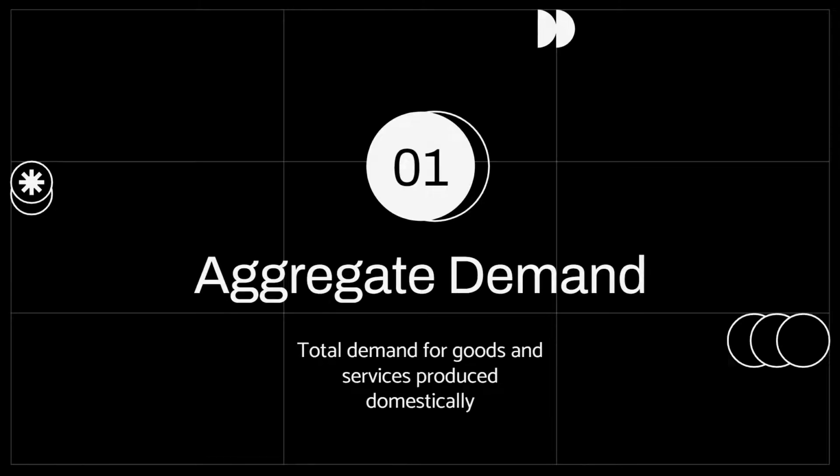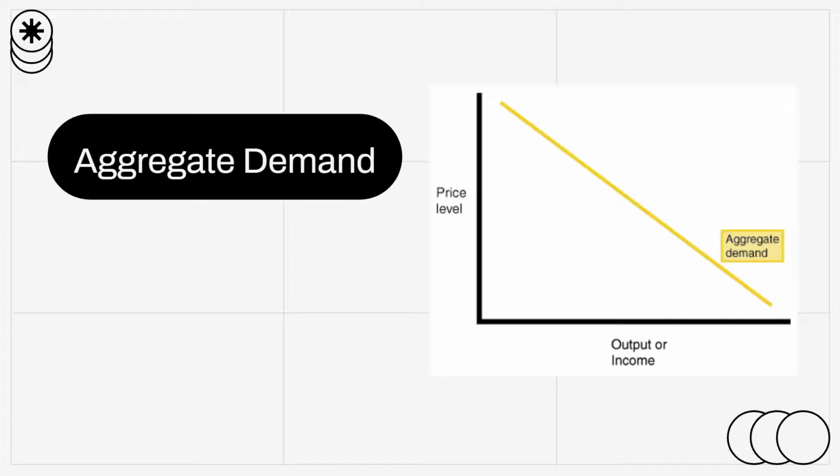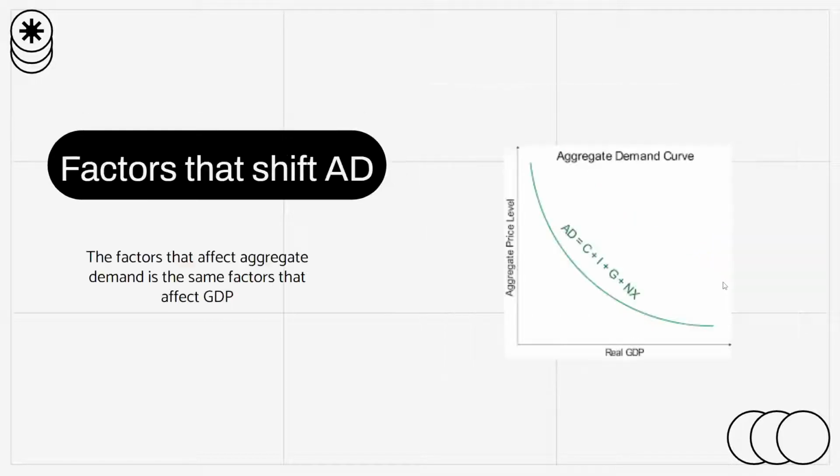So, aggregate demand. What is aggregate demand? Aggregate demand is the total demand for goods and services produced domestically. This is how the aggregate demand curve looks. As you can see, we have price level over here, then we have output income. Usually it would say real GDP because that's a good measure of the country's goods and services produced. Like any demand curve, it'll always have a negative slope and will look like this, because the lower the price level, the more output or more GDP there will be.